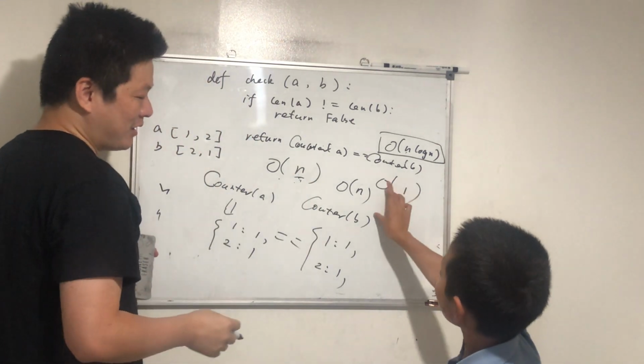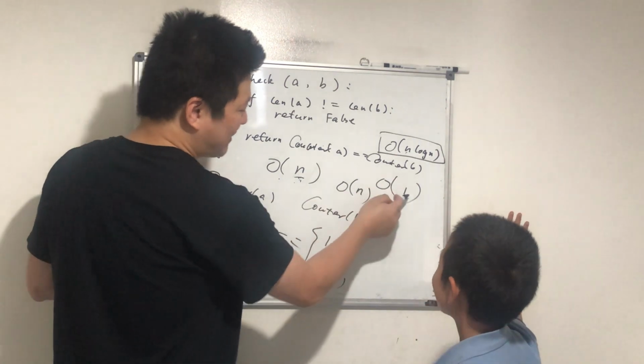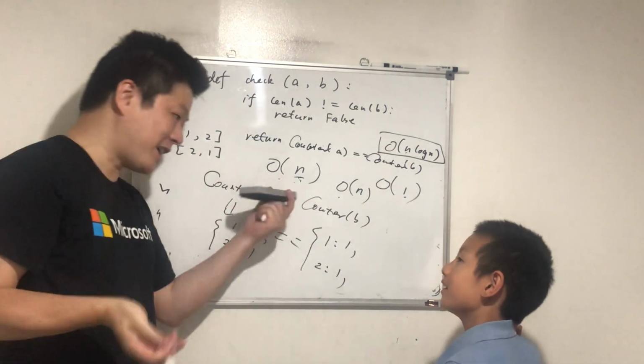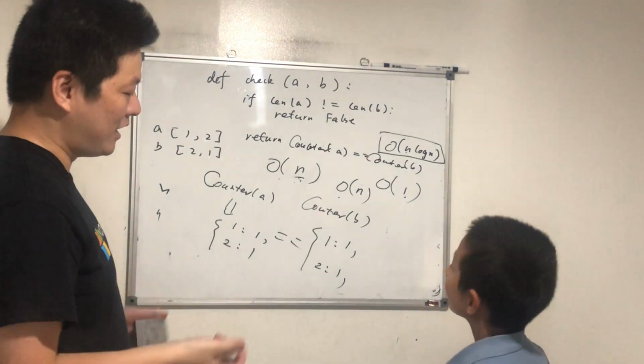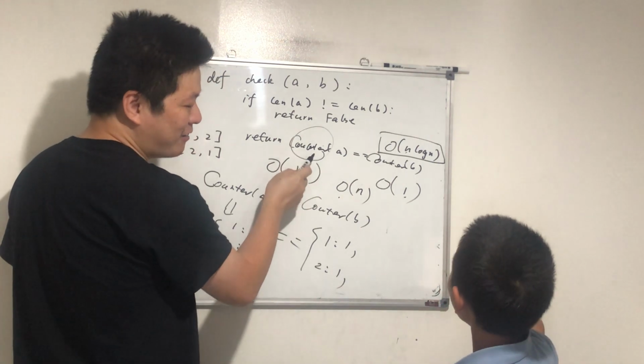But what about the space? Okay, space. Which one uses more space? This one, because O(1) is constant. Okay, so the trade-off, yeah? The balance. It depends on what you want. You see, we're just changing one keyword from counter to sorted.